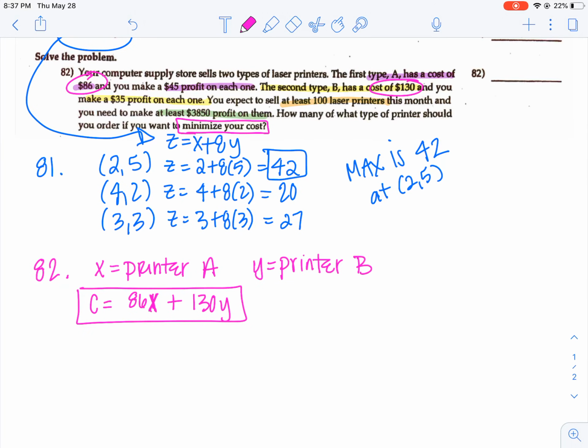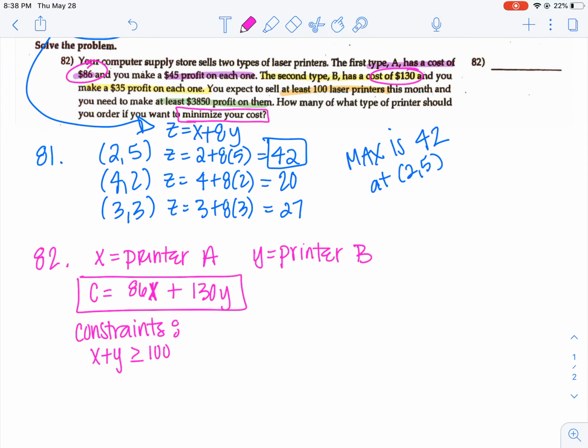Then we want to come up with our constraints. The constraints are what has to be true. Let's look at that orange sentence that I highlighted. It says at least 100 laser printers we're going to sell. So at least 100 means that x plus y is greater than or equal to 100. And then it also talks about the profit. I need to make at least $3,850.